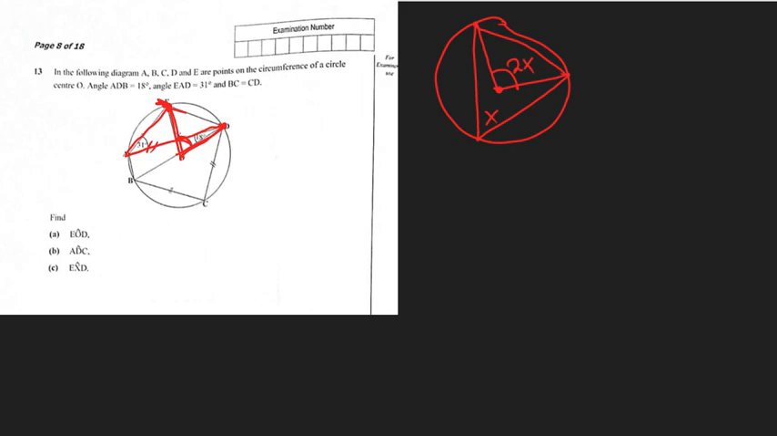If this angle is 31, what is this angle going to be? The angle at the center is twice the angle at the circumference. So this angle here, which is at the circumference, you just multiply it by 2 to be 62. And then it becomes 62. So you've gotten this angle at the center there.